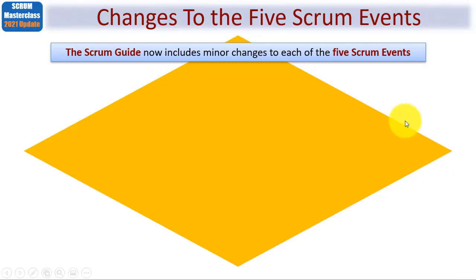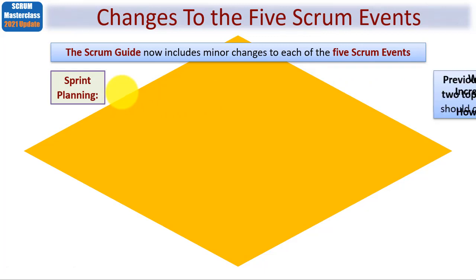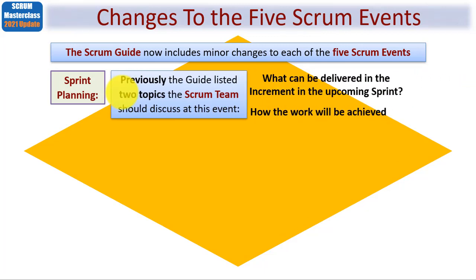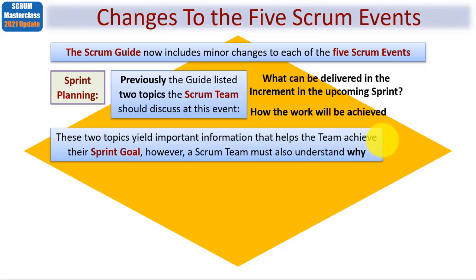So the new Scrum Guide now includes minor changes to each of the 5 Scrum events. Let's start with the first then, that of sprint planning. Previously, the guide listed 2 topics the Scrum team would or should discuss at sprint planning time, and that is what can be delivered in the increment in the upcoming sprint and how such work will be achieved. Fair enough. However, now these 2 topics yield important information that helps the team achieve their sprint goal.